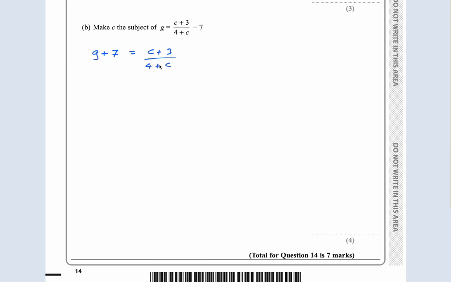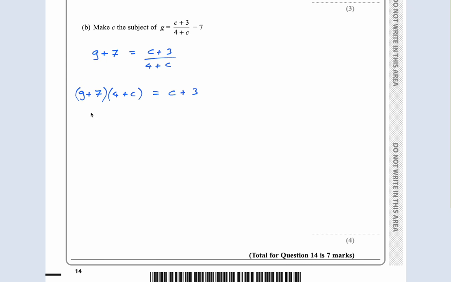Now, I'm trying to make C the subject. I've got C in the denominator here. I have to get C out of the denominator. How do I do it? I multiply across. Now just be very careful with this step, guys. It's G plus 7 brackets 4 plus C. You have to put brackets because it's all of this times all of this. And this is equal to C plus 3.